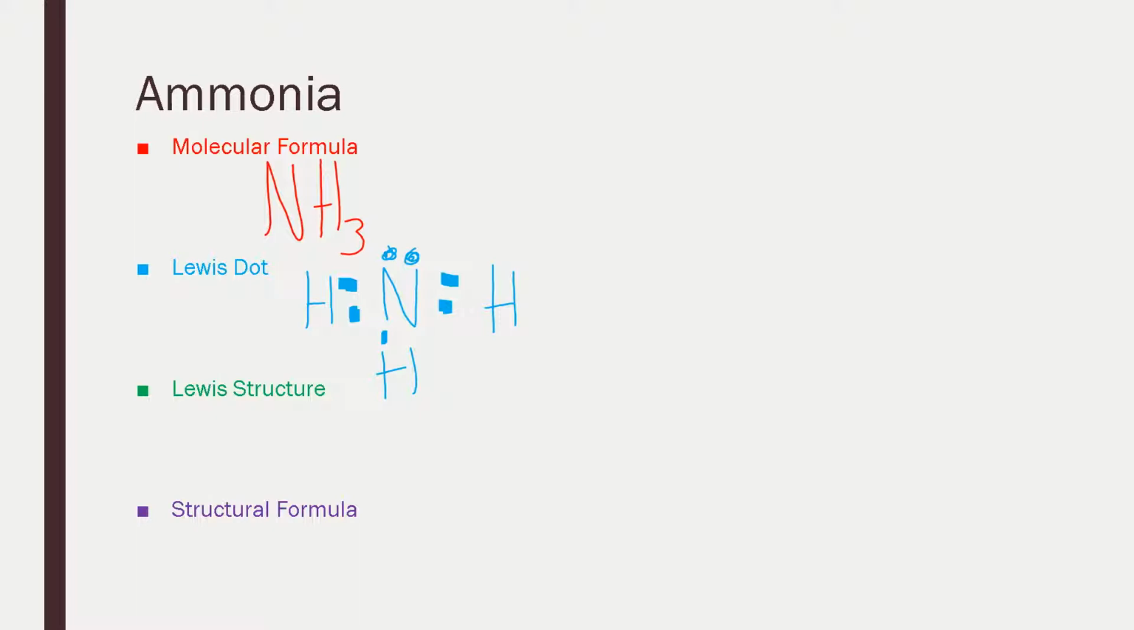Now our Lewis structure is going to look again very similar to our Lewis dot structure, except instead of those bonding electrons, we will be representing them by dashes. And the structural formula will look like this.